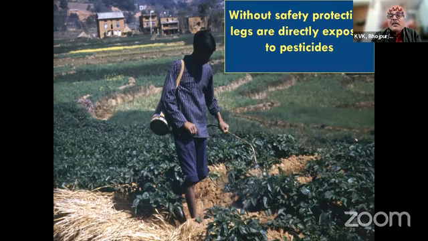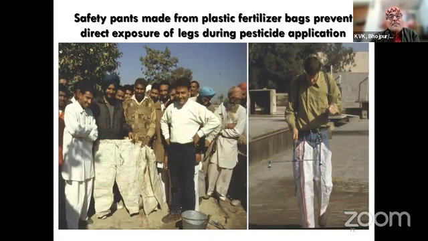Without safety protection, legs are directly exposed to pesticide, and one should not think that pesticide means only insecticide or fungicide. Even weedicides are injurious and harmful for our health if there is more and more exposure to our skin, bare hands, or feet. A safety pad made from a plastic fertilizer bag prevents direct exposure of the legs. So it is an example that if you have no proper gown or proper wear, you can make it with locally available materials to protect yourself.